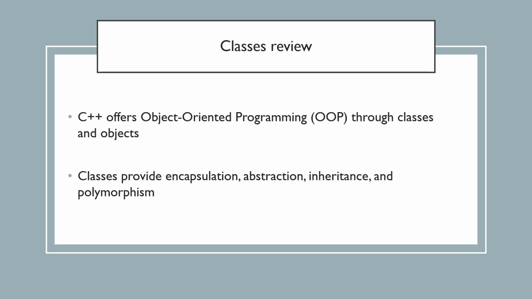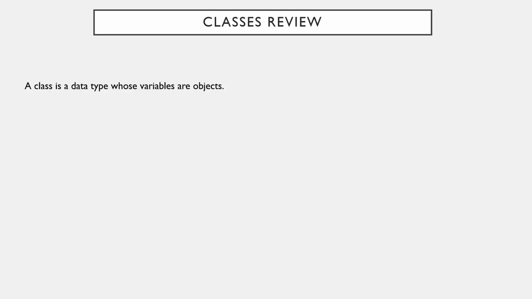Classes provide encapsulation, abstraction, inheritance, and polymorphism. Today we're going to talk a little bit about encapsulation and abstraction. C++ is an object-oriented programming language where you create classes and you create objects of your classes.